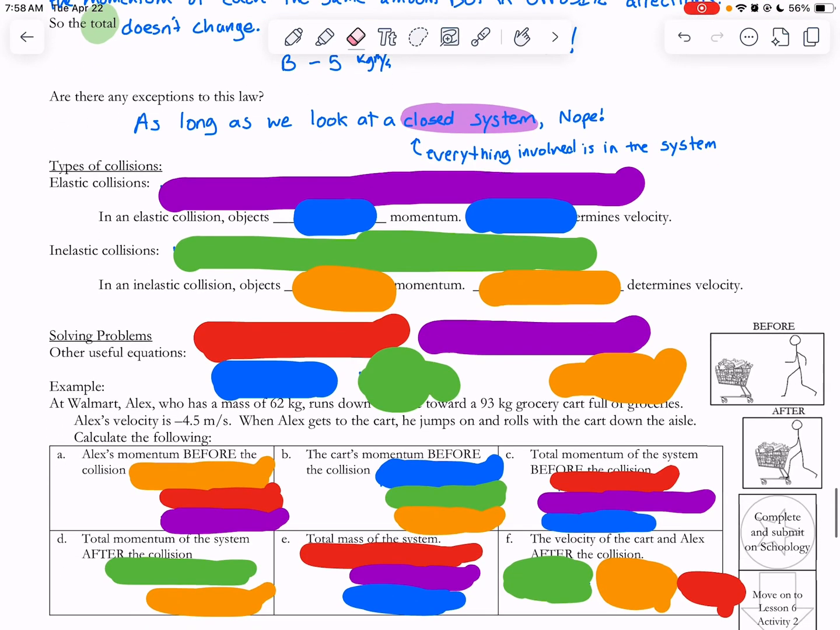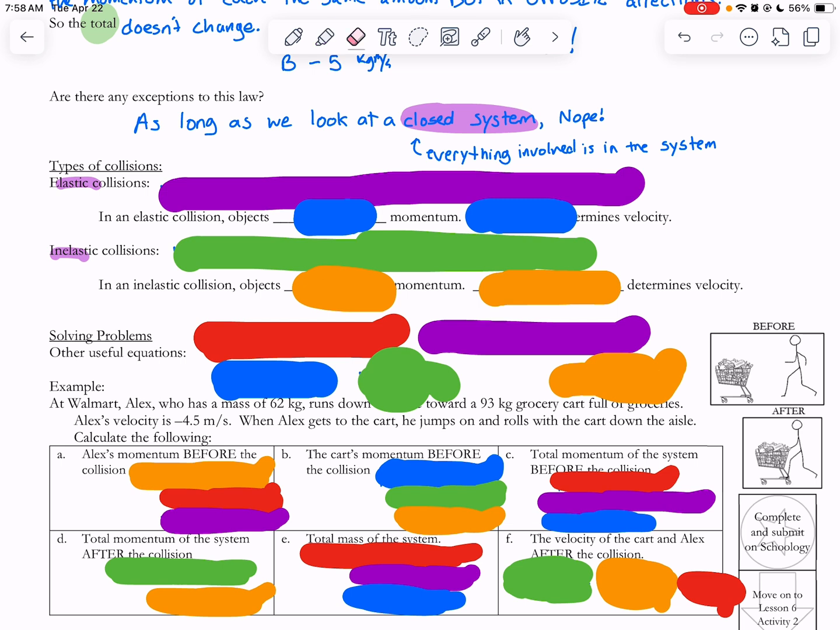What can we do with this? Well, we can talk about collisions in a variety of ways, and we can make predictions about what's going to be happening. So it comes down to a couple of different things here. When we talk about collisions, there's two ways that we classify collisions. We talk about elastic collisions and inelastic collisions, and you might have an idea about what that means.